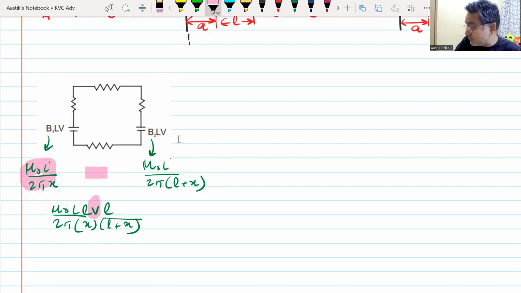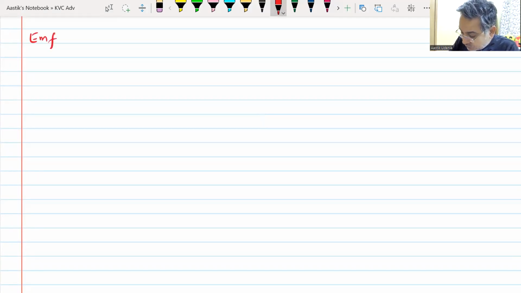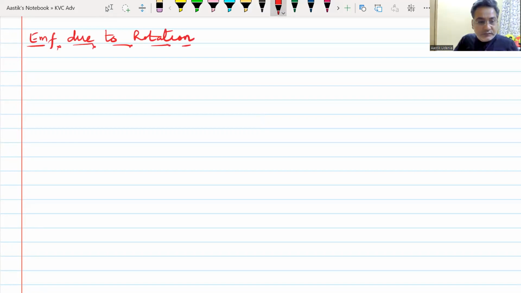Everyone understood this? Everyone has noted this down? Yes or no? We move on to the next heading. EMF induced due to rotation. Rotation of rod. Up till now, the rod was in translational motion. What happens if it is rotating?